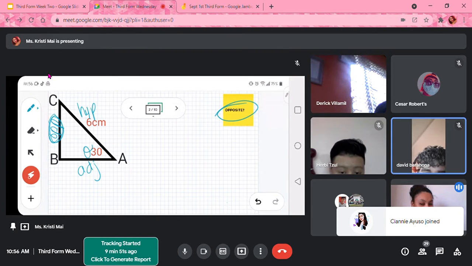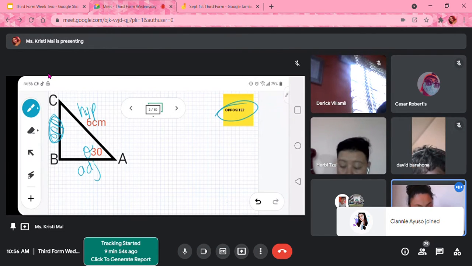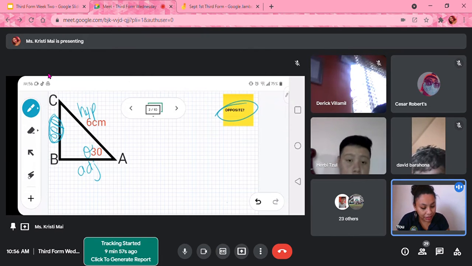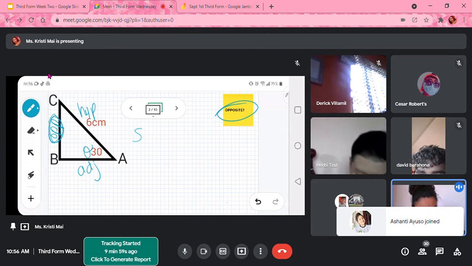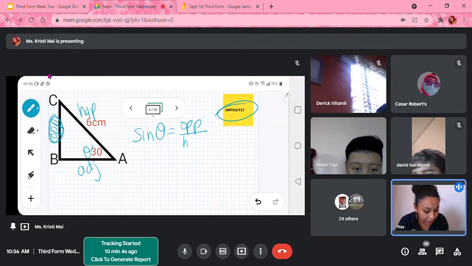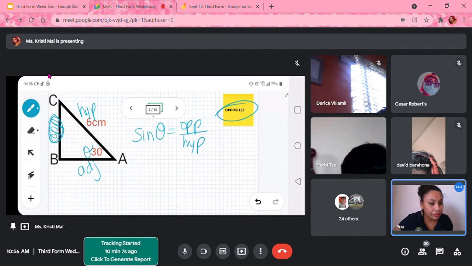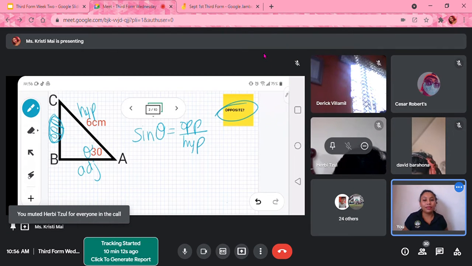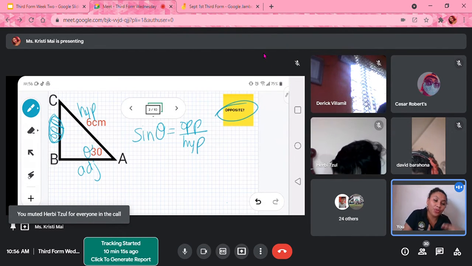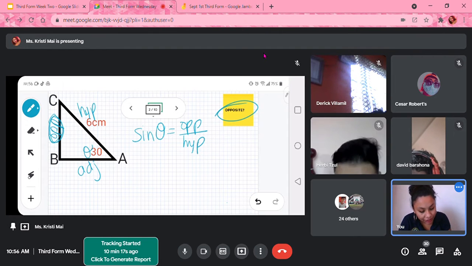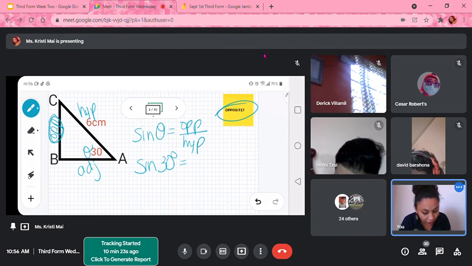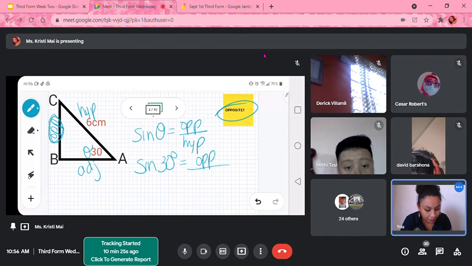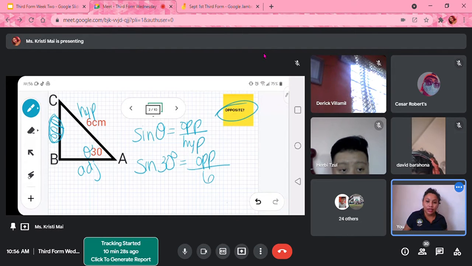Sine. Very good. We're going to be using sine. The formula for sine is sine theta is equal to opposite over hypotenuse. And I substitute what the question gives me. So I have sine of 30 degrees is equal to opposite, which I don't know, over the hypotenuse, which is 6.